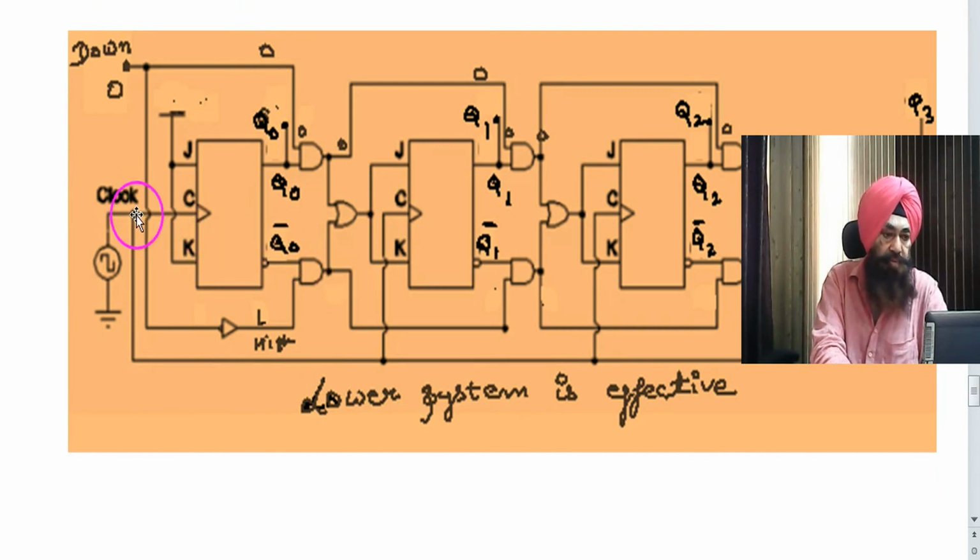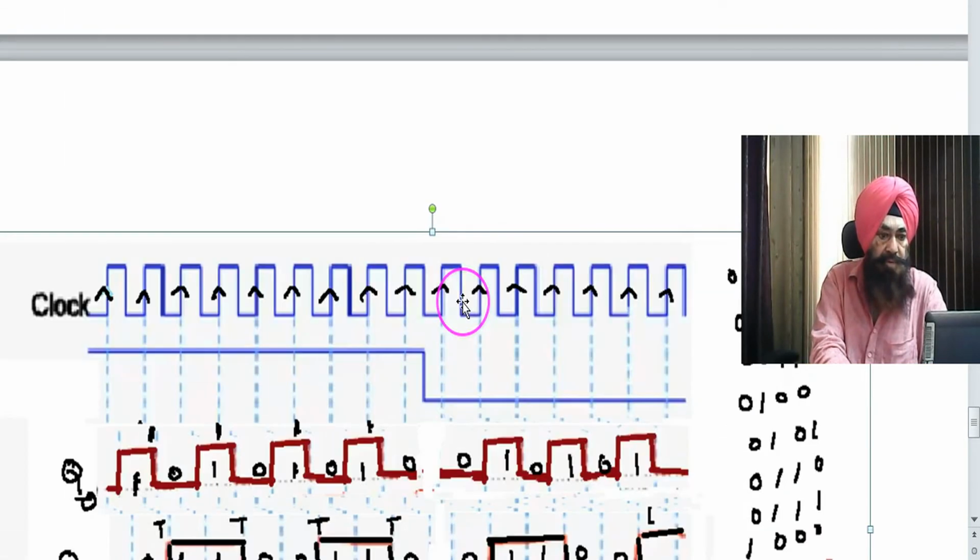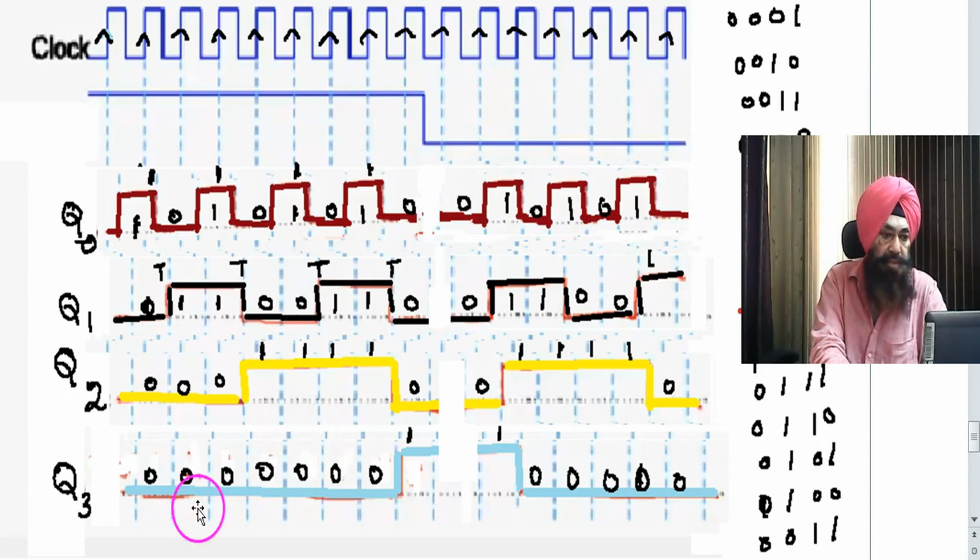For some counting, this line is made high. For other counting, the down line is made high. So to get all the counts, up counts and down counts together. Okay, thank you.